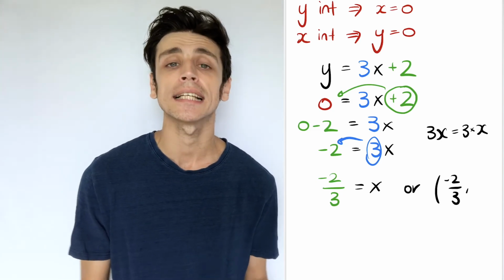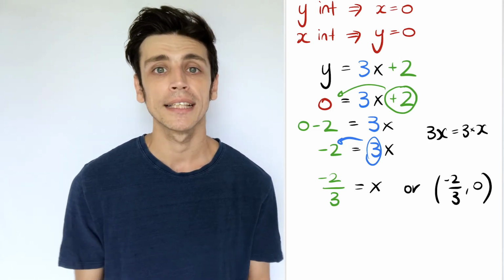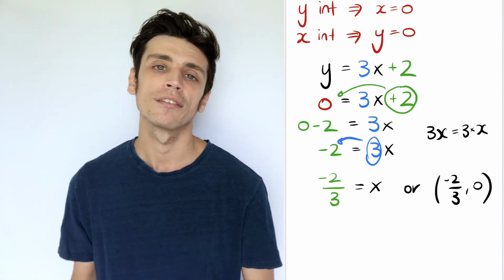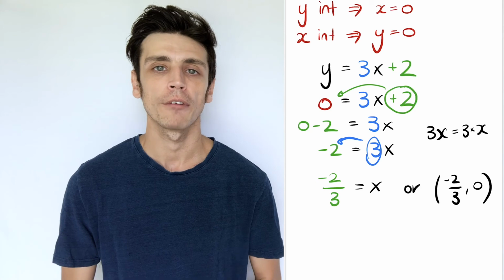Or we could write this as a coordinate as negative 2 over 3, comma 0. And this is in its coordinate form. Or as I said before, if you want to have it in terms of just its x, then it would be x equals negative 2 over 3.